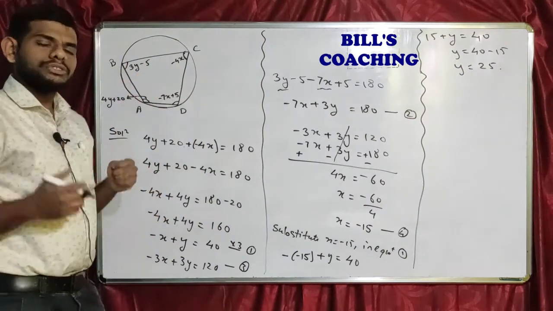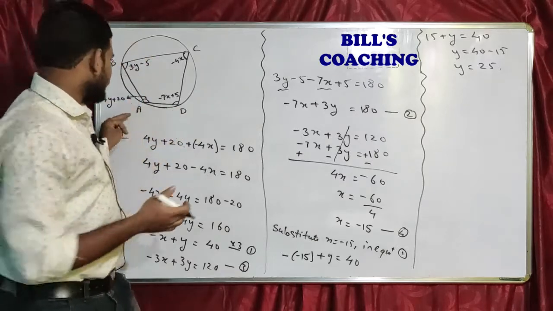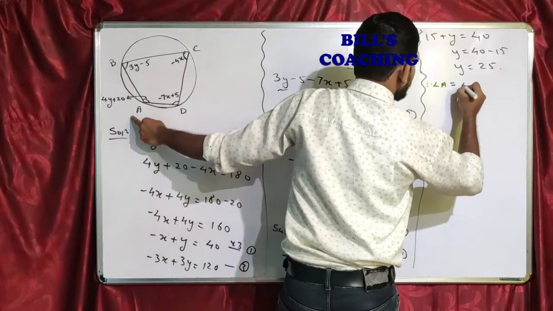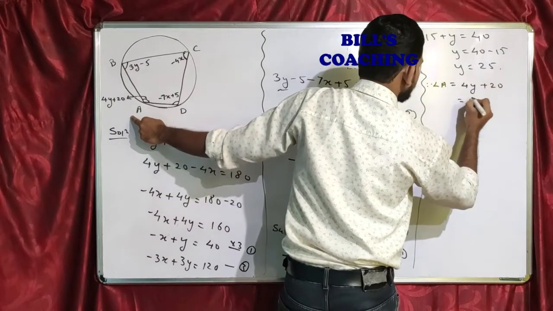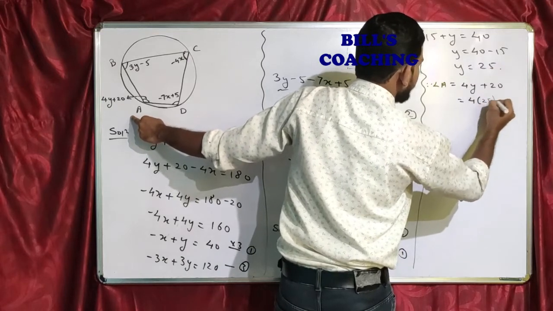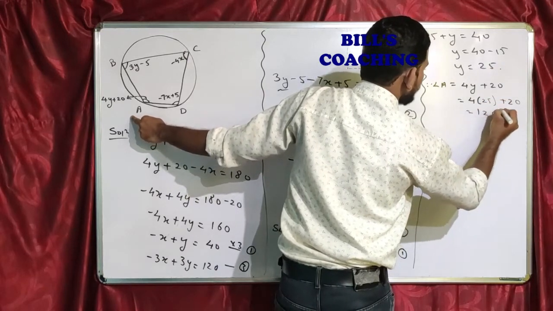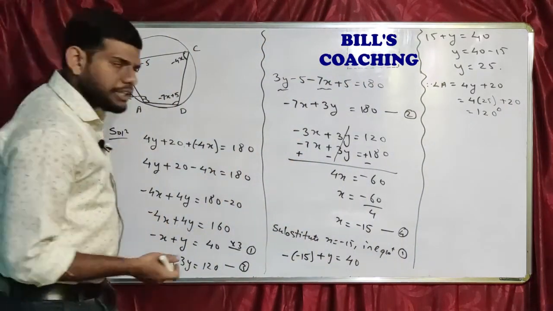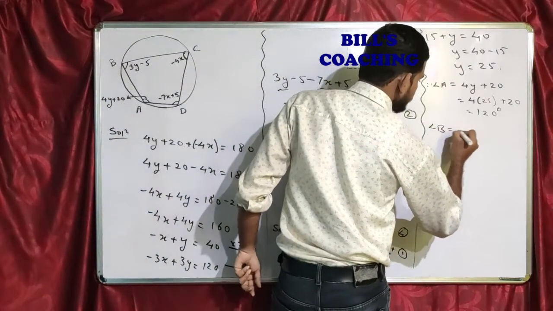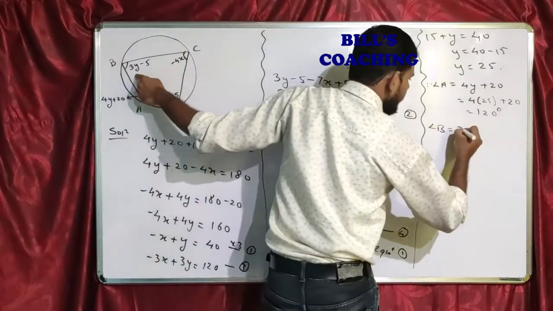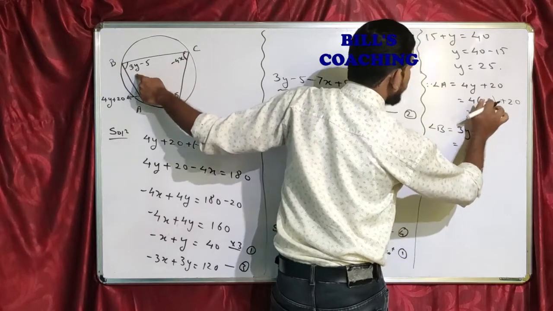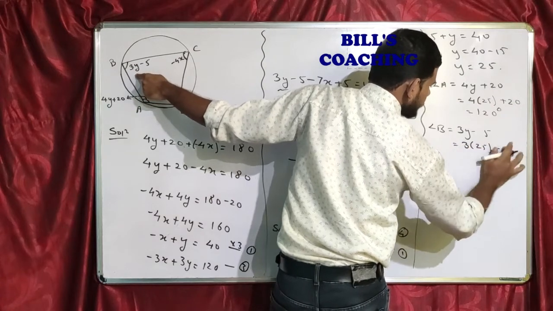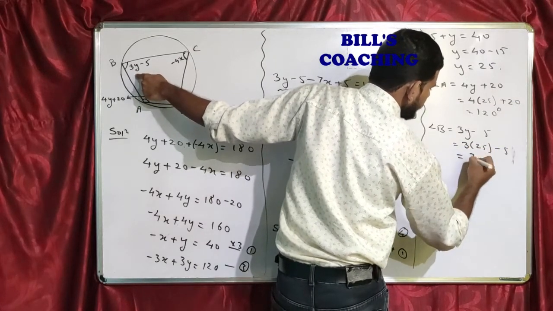Now they have told us to find the value of all the angles. Simple thing, let me take angle A, which is 4y plus 20. Let us find. In place of y, we'll have to write 25 plus 20. When you solve this, become 120 degree angle. Similarly, we'll find angle B, which will be equal to 3y minus 5. In place of y, I am writing 25. So this will become 25 minus 5, 75. This will become 70 degree.